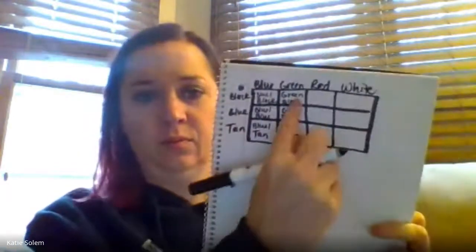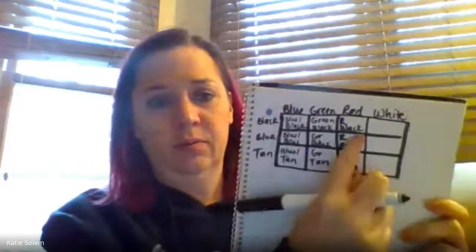So green would be able to be with black pants, green with blue pants, green with tan pants. Red, and sometimes I shorten it and just use R, red with black, red with blue, red with tan. Boy, there's a lot of combinations so far that he could have.